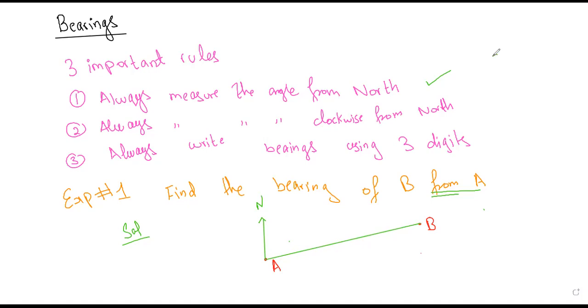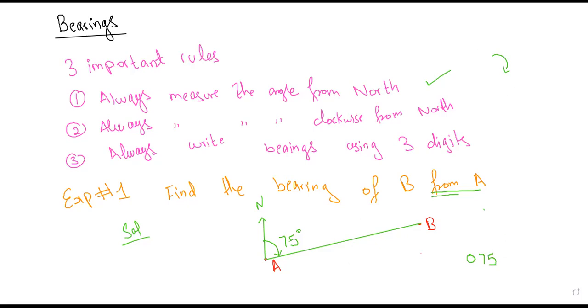So this is north. All right, it says always measure the angle clockwise from north. Clockwise means in this direction. So the angle is going to be this one, okay? Whatever it is, let's say the angle is 75 degrees, okay? The third point says always write bearings using 3 digits. So the answer is going to be 0, 7, 5.